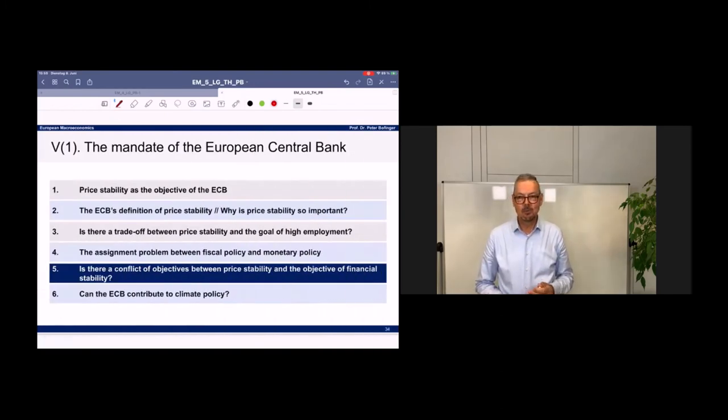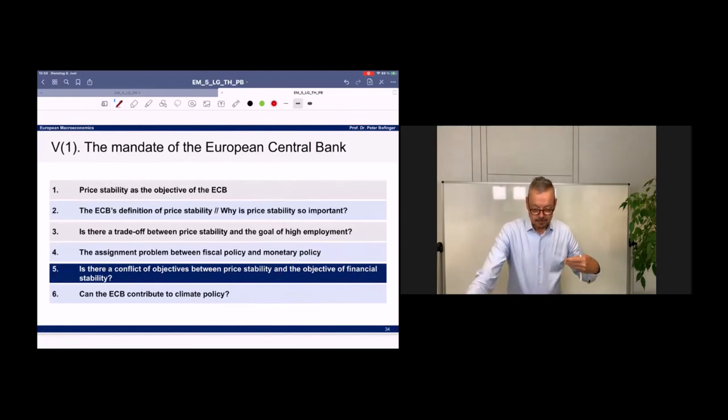So we have two points left. I hope we will make it, but I think we'll be relatively short.